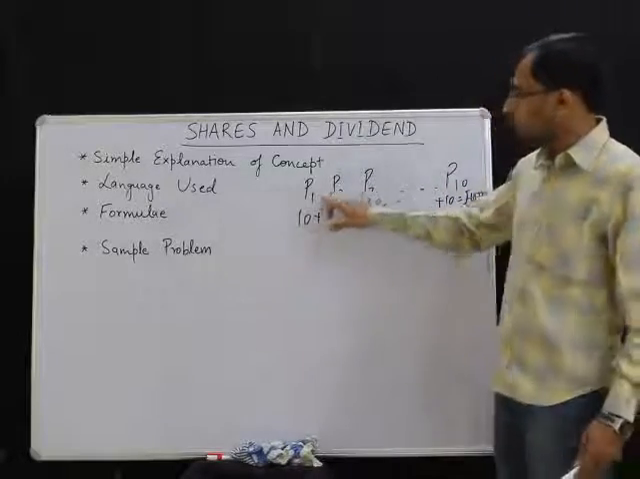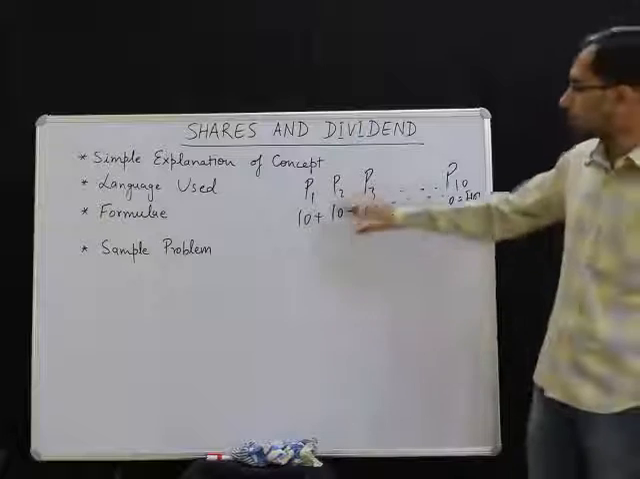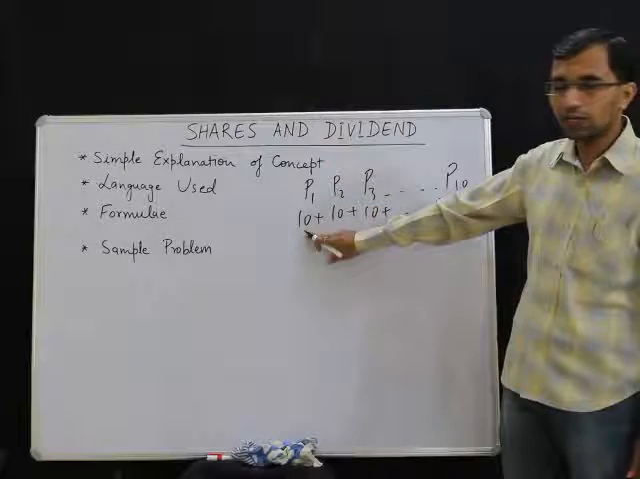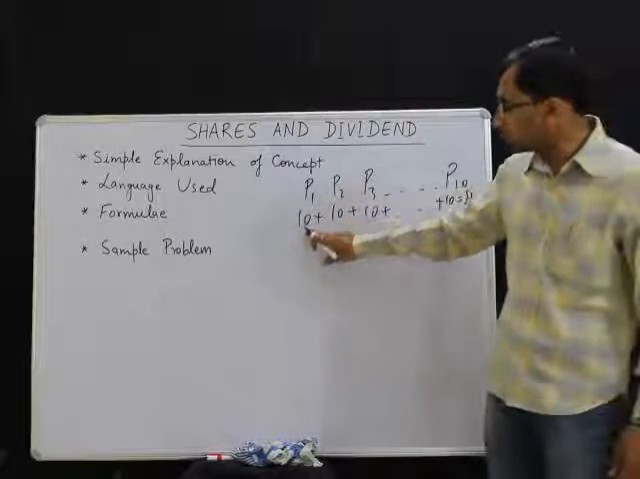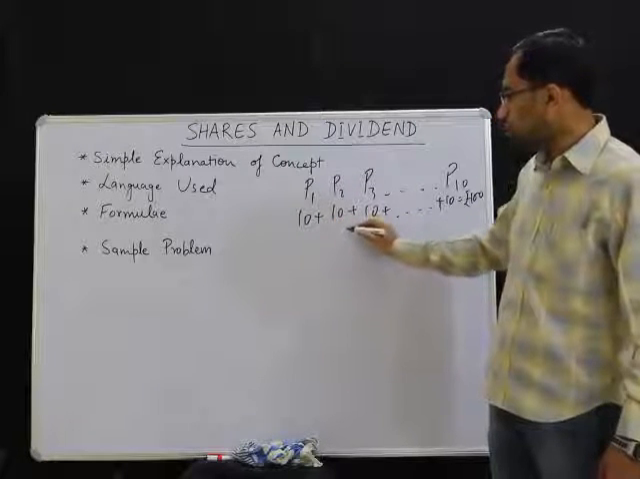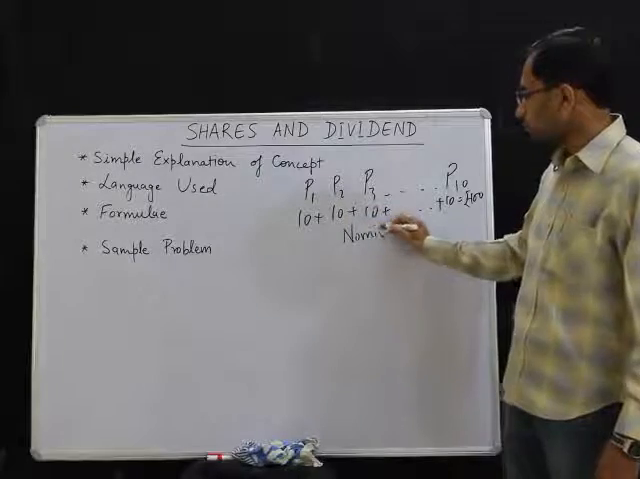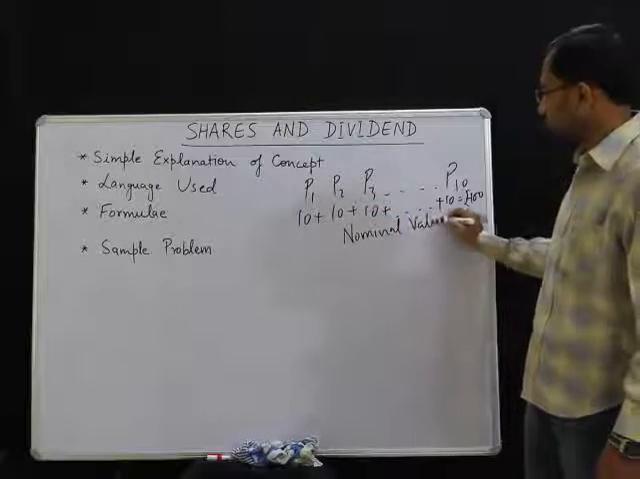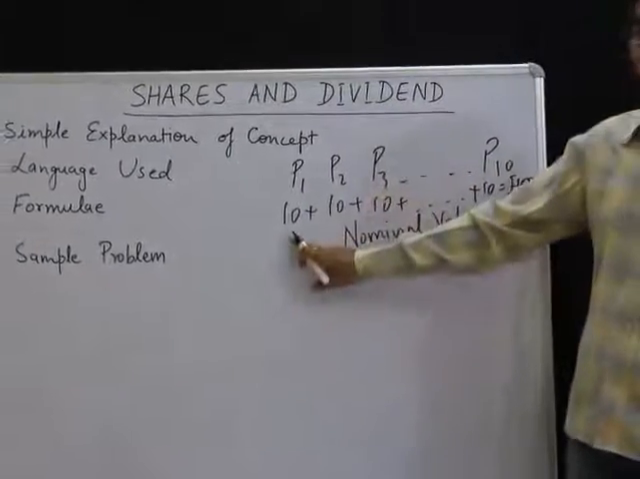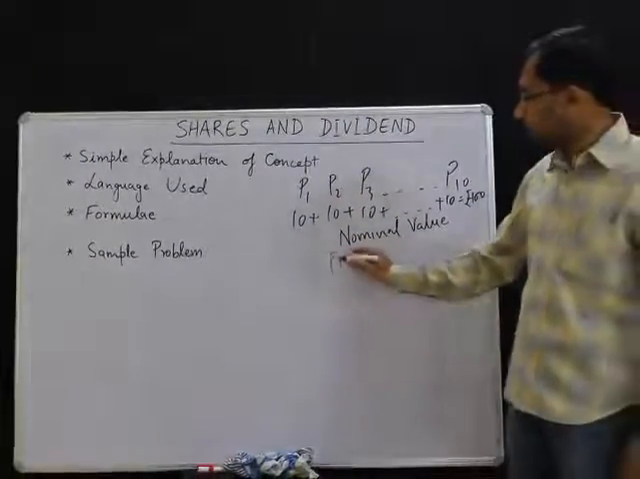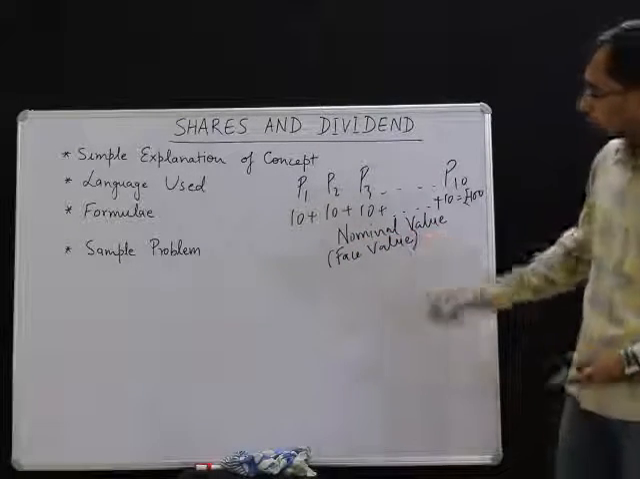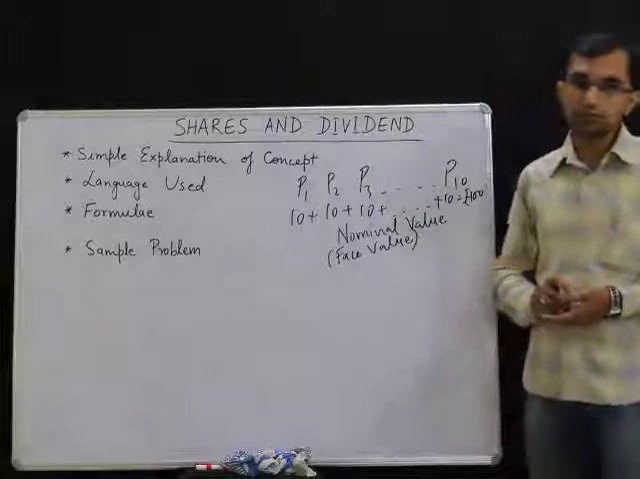So these 10 rupees which they had invested earlier, this is called the share of each one of the persons. Now each person will have a share of 10 rupees in the company. This share which was there at the beginning is the initial value. This initial value is also called the nominal value of the share. So we will say that the nominal value of each one of these persons' shares is 10 rupees. Nominal value is also called the face value of the share. So in this case, the nominal value or face value is 10 rupees.